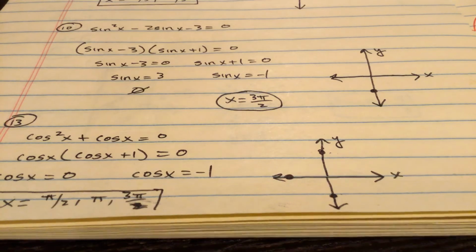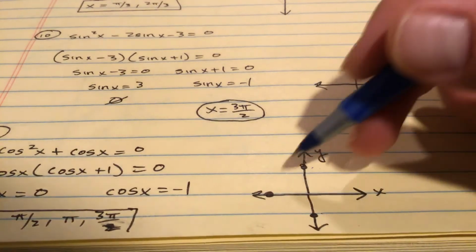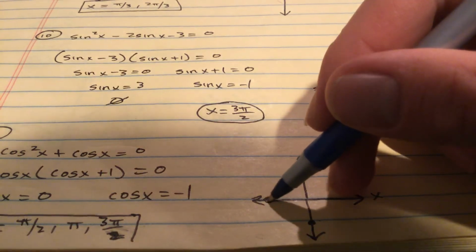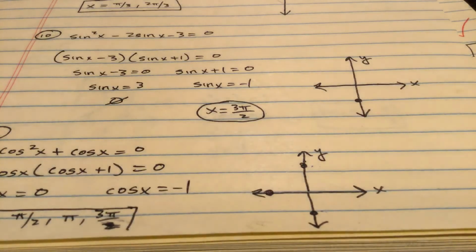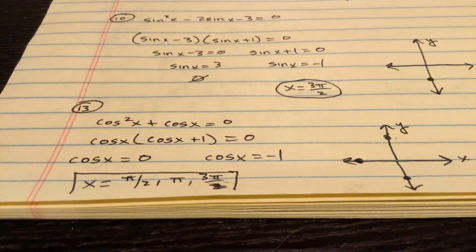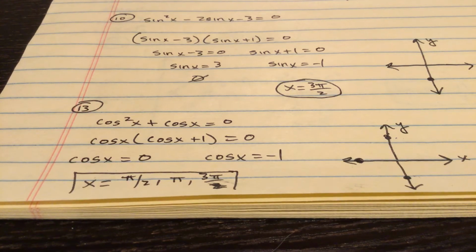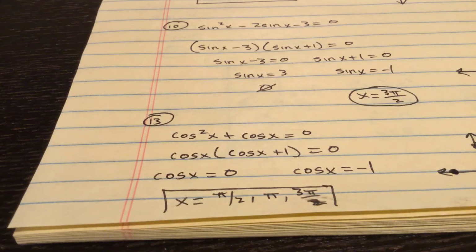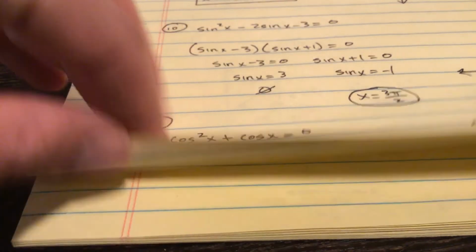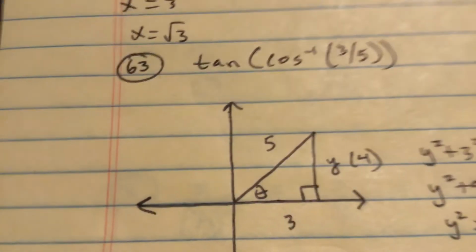When is x negative 1 on the unit circle? It's there. Cosine x is negative 1 right there. So you have 3 answers: pi over 2, 3 pi over 2, and pi. All right, and we'll do the other ones in class. These are not impossible. Challenging, but not impossible.